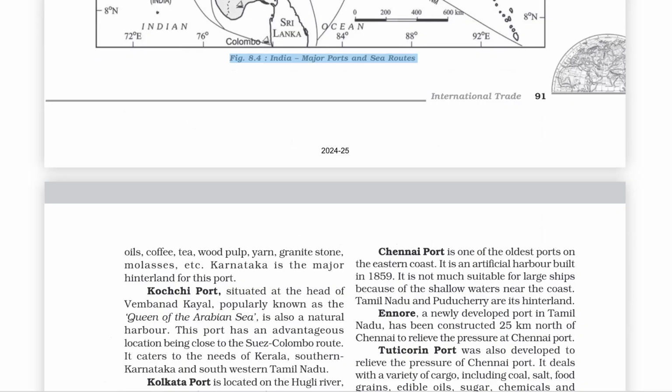International Trade 91. Figure 8.4, India, Major Ports and Sea Routes.